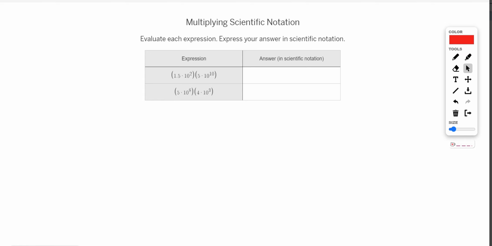Okay, so to do this problem with multiplying scientific notation, we need to multiply the first two numbers in your scientific notation, and then use your exponent rules for multiplying numbers with the same base. We're going to add the exponents of your scientific notation. So for the first one, you're going to do 1.5 times 5 to get your first number. So 1.5 times 5 is 7.5.